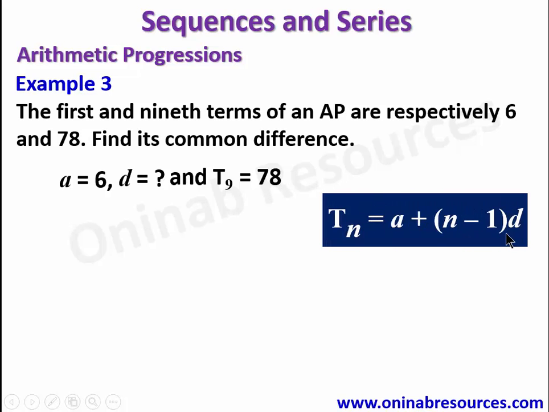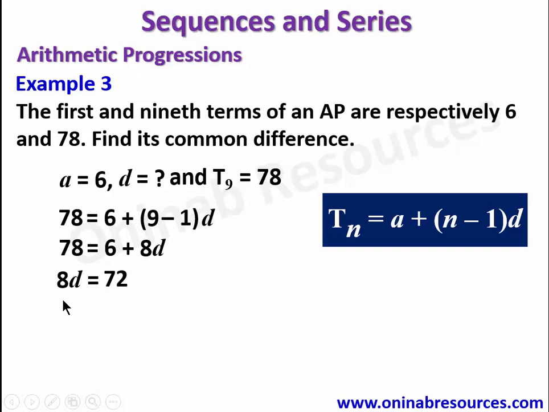So if we substitute into this formula, our 9th term 78 is equal to 6, which is the first term, plus (9 minus 1), then multiply by d. So we have 78 equal to 6 plus 8d. Bringing this to the side, 8d is equal to 72. And d is equal to 9 after dividing 72 by 8. So for example 3, the common difference of the sequence is 9.